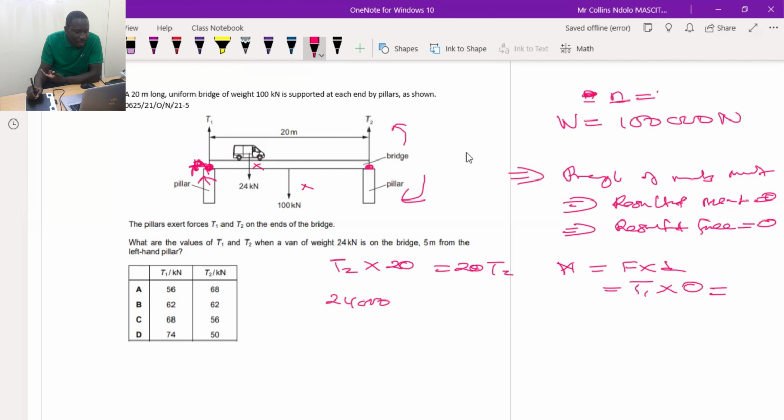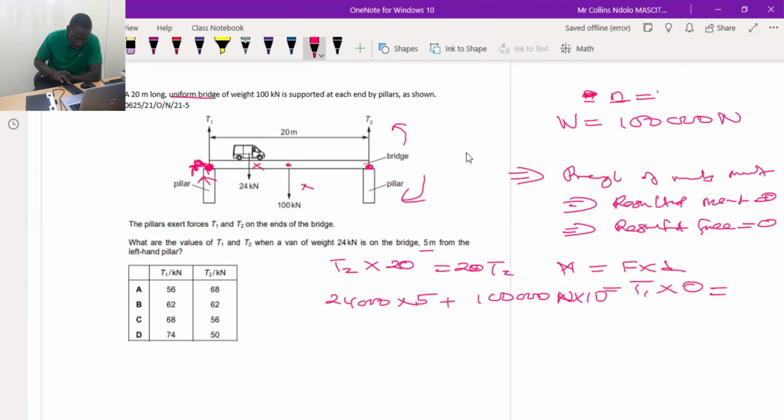I can use that, but anyway, to avoid anything. So 24,000 times 5. Remember, we have been given 5 from the left pillar, so that is 5. We add 100,000 times, because if it is a uniform bridge, then the weight must be acting at the geometrical center. So that means one side will be 10, so I multiply here by 10. So this is in Newtons.